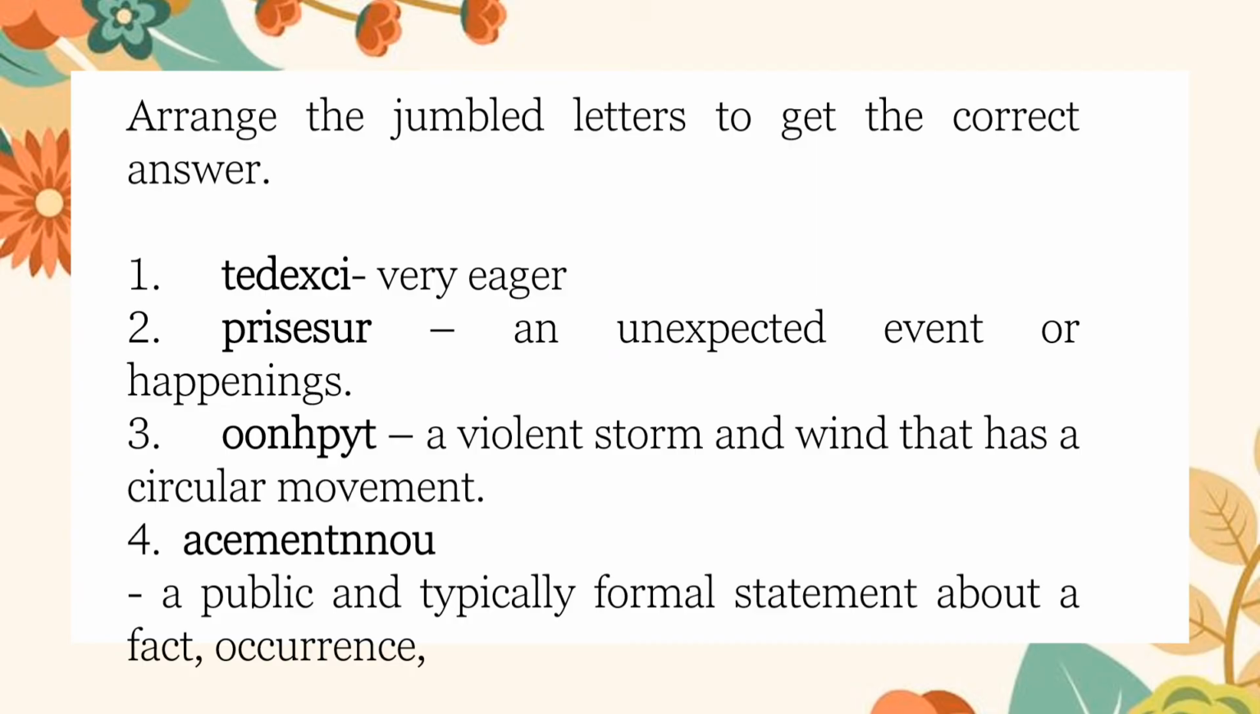But before we go on to our lesson, let's unlock first some vocabulary words. Okay, for number 1, it means very eager. So it is very excited. For number 2, unexpected event or happenings. So it is surprise. Number 3, a violent storm and wind that has a circular movement. So this is typhoon. And for number 4, a public and typically formal statement about a fact or occurrence. It is an announcement.